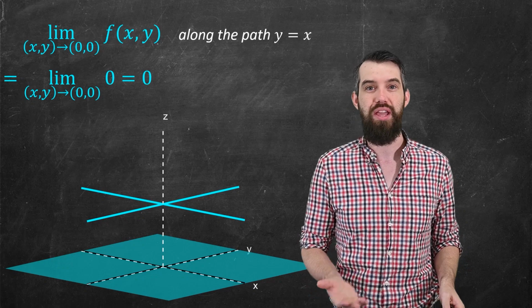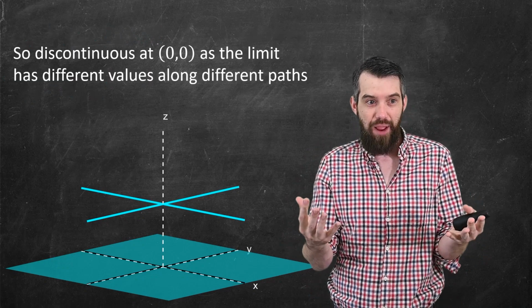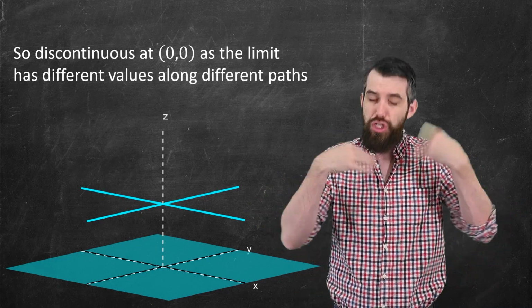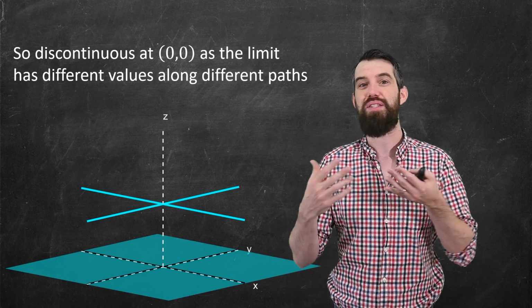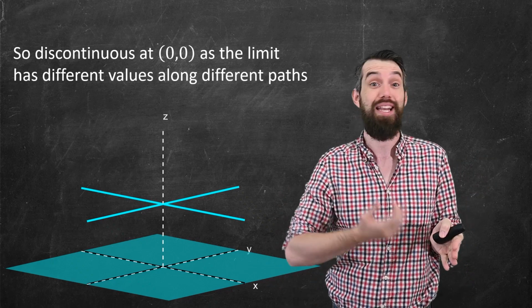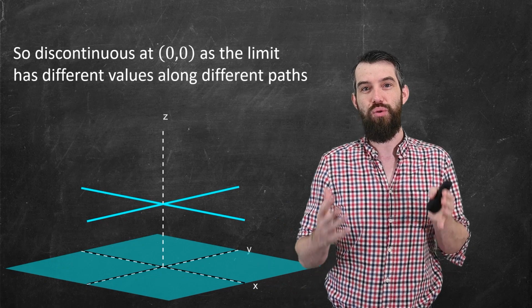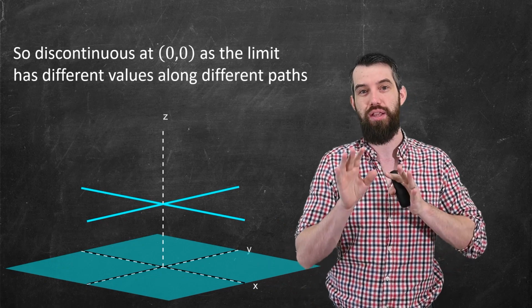Okay, so what's the big takeaway here? Now we've seen that, indeed, we have two different paths, and the limit along those two different paths gives two different values. And so the limit does not exist. If the limit does not exist, the function is not continuous, because continuity meant that the limit existed and equaled the function value. So in this case, we have proven that, no, it matches our intuition, it is not continuous.